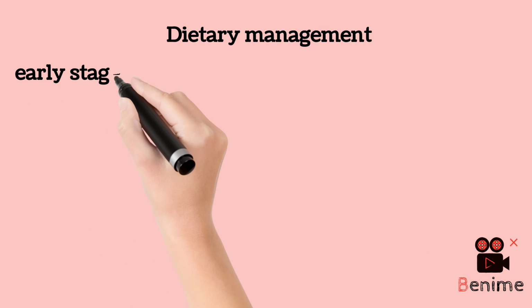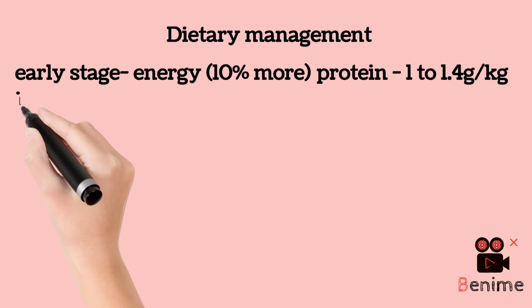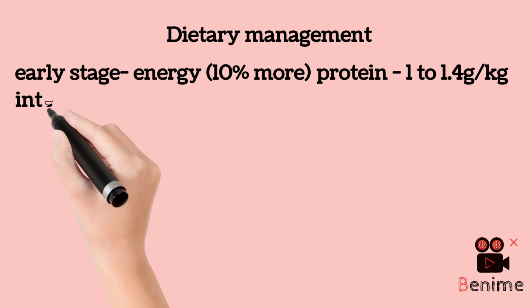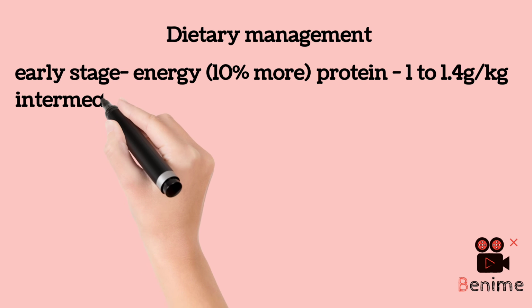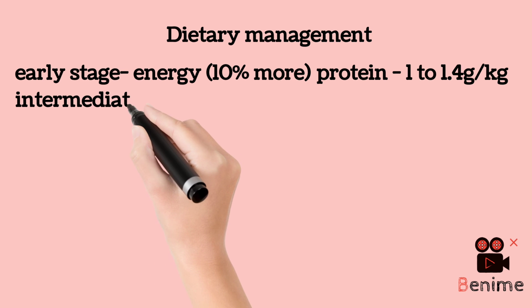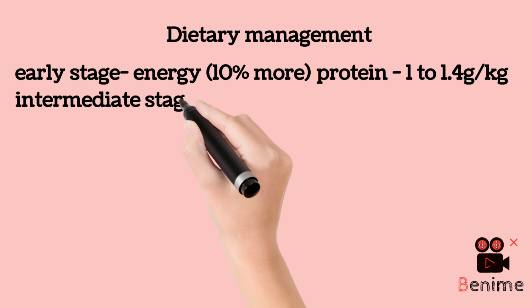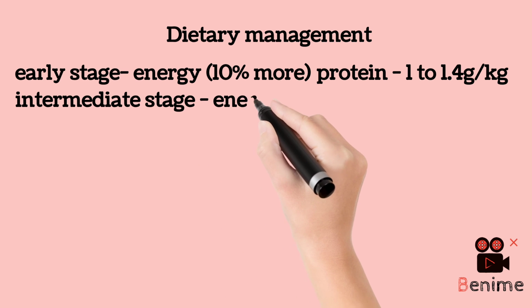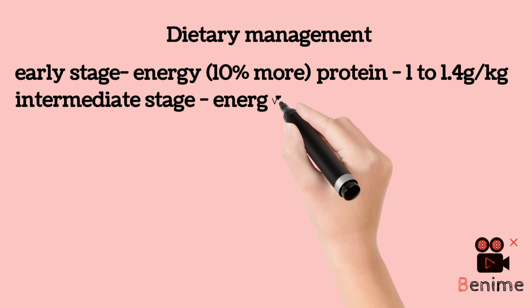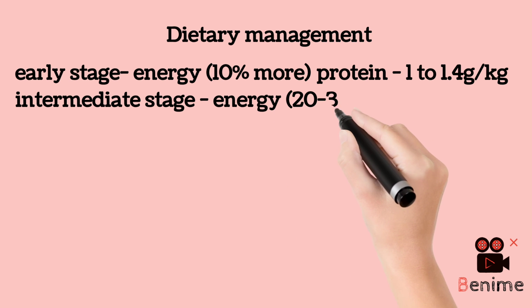Dietary management. For the early stage, the energy requirement should be more than 10% of the recommended dietary allowance, and protein can be given at 1 to 1.4 gram per kg. For the intermediate stage, the energy requirement should be 20 to 30% higher, because greater than 5% weight loss will be there, as we saw earlier.